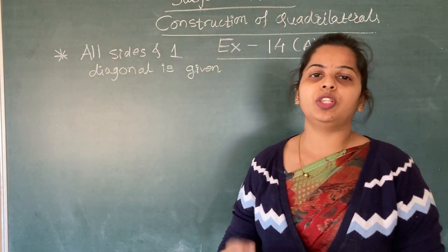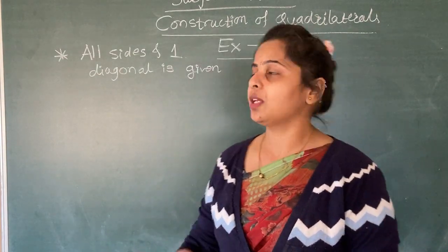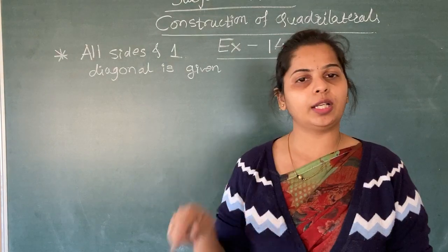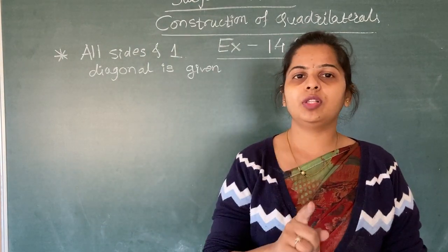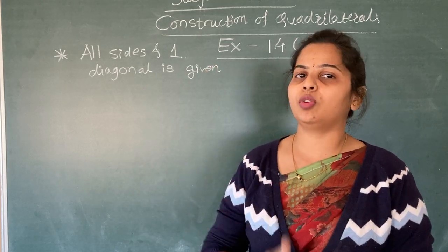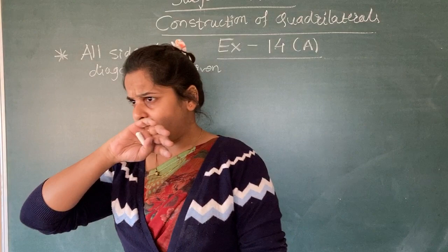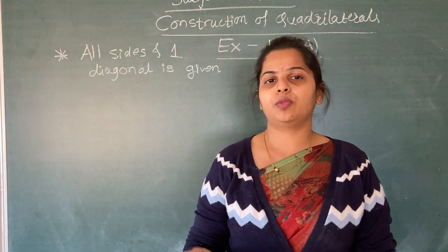First variation or the type of construction of quadrilaterals which we are going to see today is when all the sides of a quadrilateral are given along with one diagonal. ठीक है, एक diagonal दिया होगा and सारे sides आपको अगर दिए हैं quadrilateral के, how you can construct the quadrilateral. ठीक है, I'll just tell you few important instructions or tips for construction.